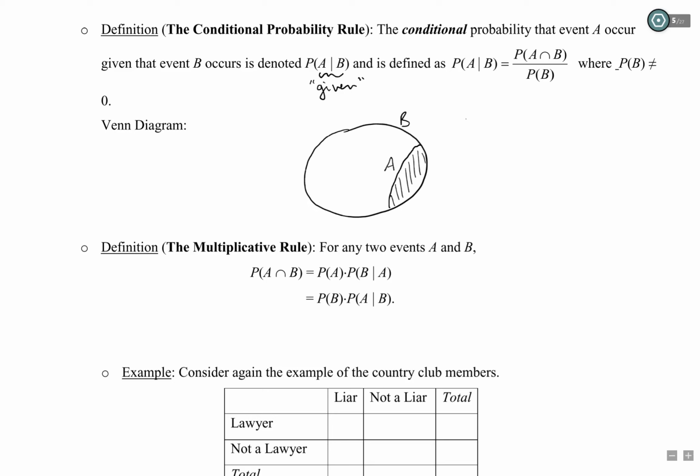So what we're doing is when we condition on B, our new sample space becomes B.